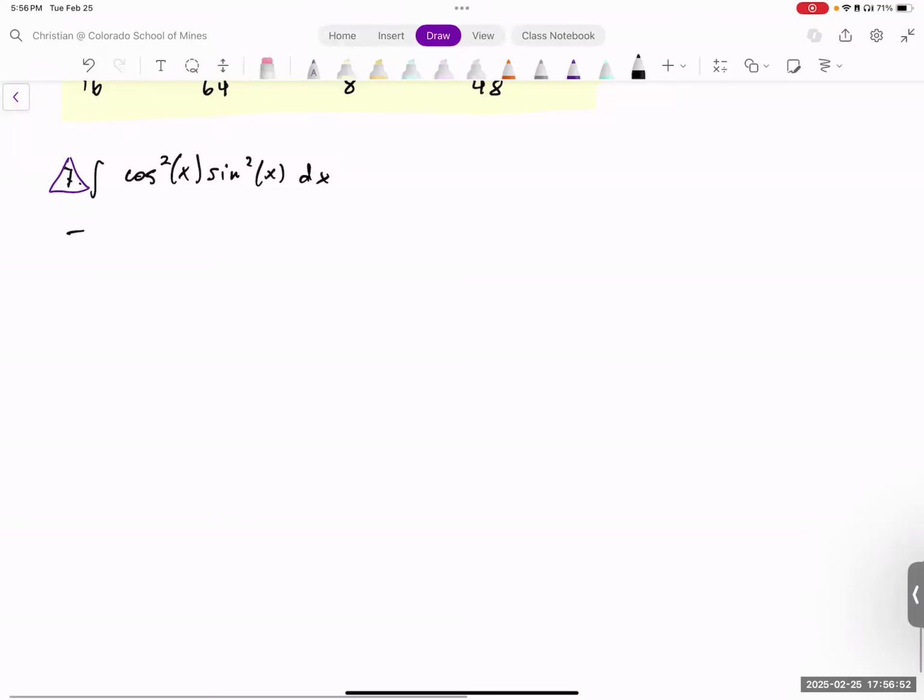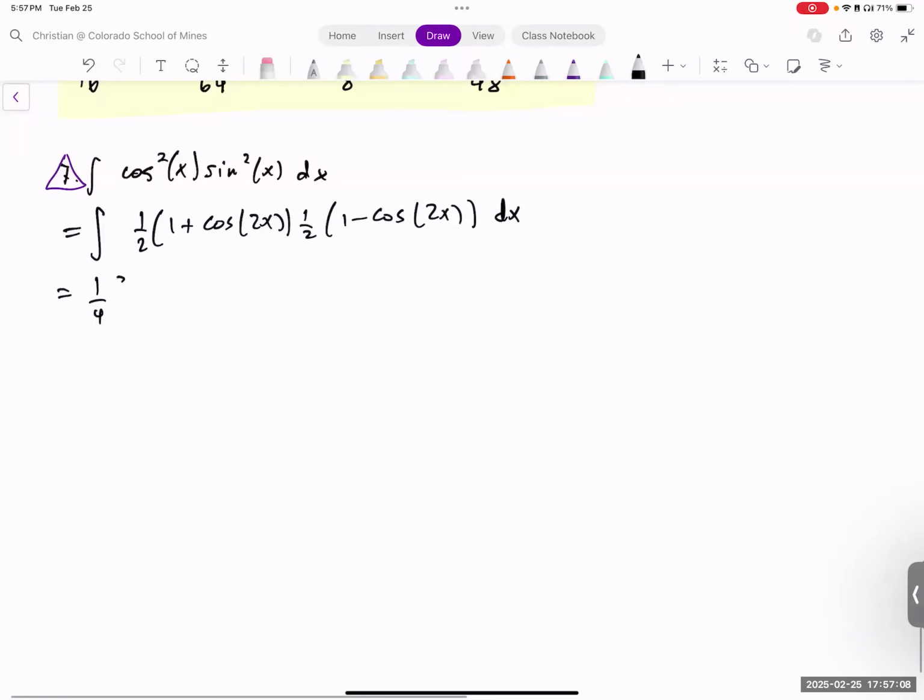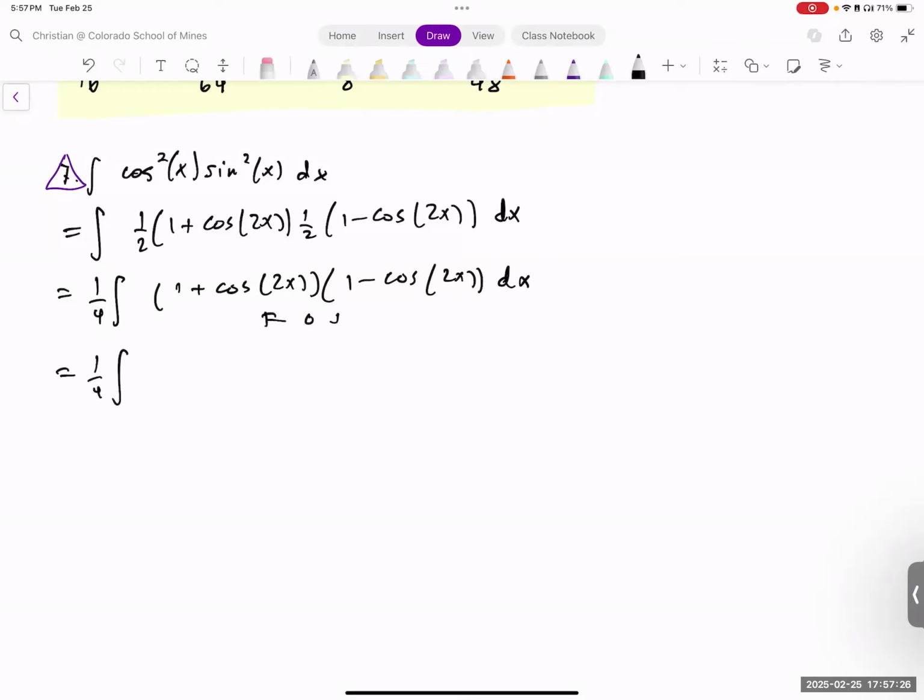Okay, if you've unpaused, I think maybe you found out this is an easier one to deal with. A half 1 minus cosine 2x dx. Take out the half, that's going to be a quarter. And we're looking then at 1 plus cosine 2x, 1 minus cosine 2x dx. And when you FOIL those, again, the O and the I are going to cancel.